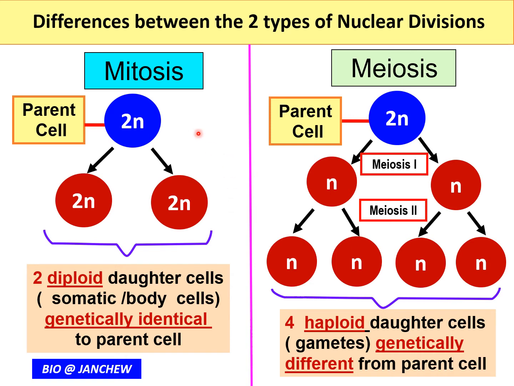Thus, if we were to compare the two processes, the first difference is that mitosis produces only 2 daughter cells, but meiosis produces 4 daughter cells. In mitosis, the daughter cells are diploid. In meiosis, the daughter cells formed are haploid, only having half the number of chromosomes compared to the parent cell. In mitosis, the daughter cells are genetically identical to the parent cell, but in meiosis, the daughter cells are genetically different from the parent cells. We will find out how this occurs in the next video.